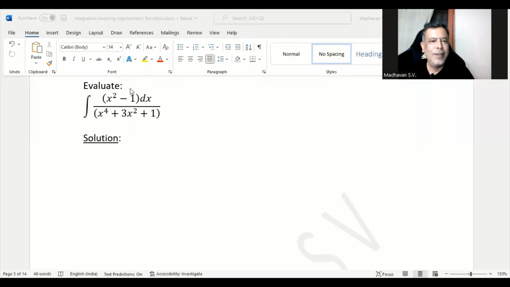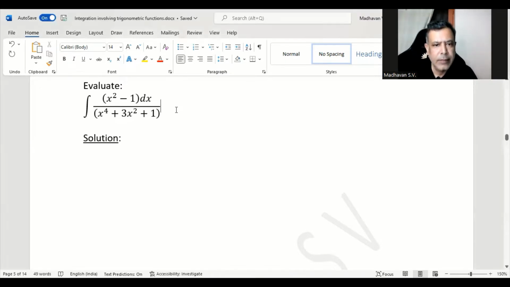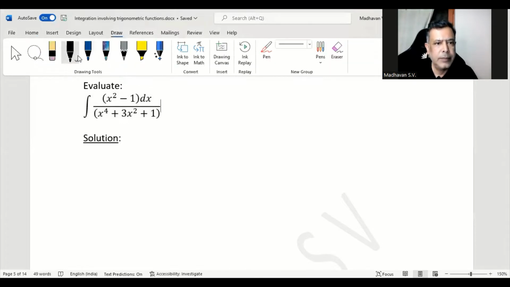In this, we need to evaluate the integral of (x square minus 1) dx divided by (x power 4 plus 3x square plus 1). So first of all, we will call this as I. Now, what we will do, we will divide both numerator and denominator by x square.